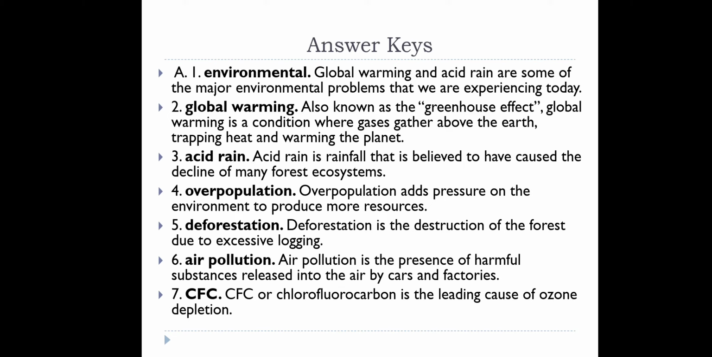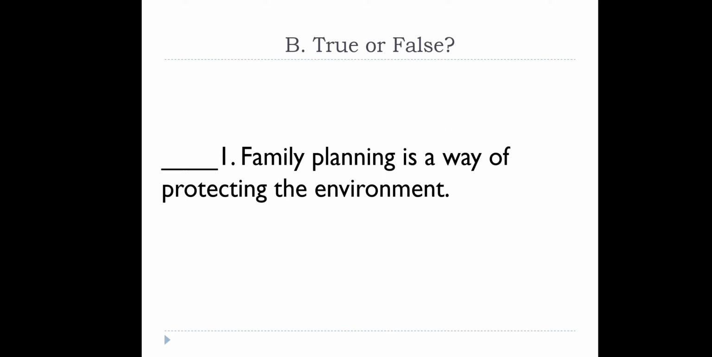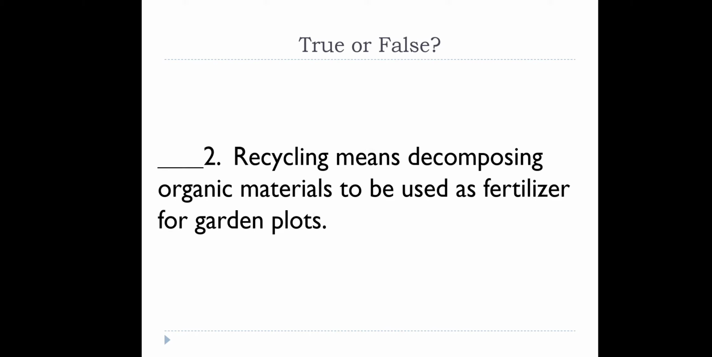Very good. Let's continue answering what you already know on questionnaires letter B. True or false? Question number 1. Family planning is a way of protecting the environment. True or false? Number 2. Recycling means decomposing organic materials to be used as fertilizer for garden plots.